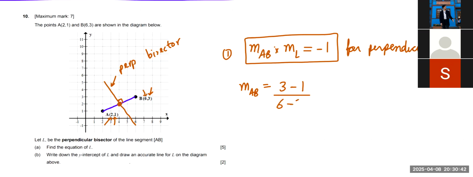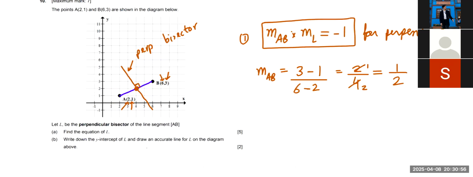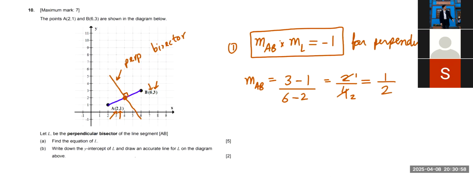Change in y over change in x, which is 2 over 4, which is exactly equal to 1 over 2, because you can cancel out both of these for 1 over 2. So we found the slope of AB, but that's not what we're trying to find. We are trying to find the slope of L. The good thing is we know this relationship.